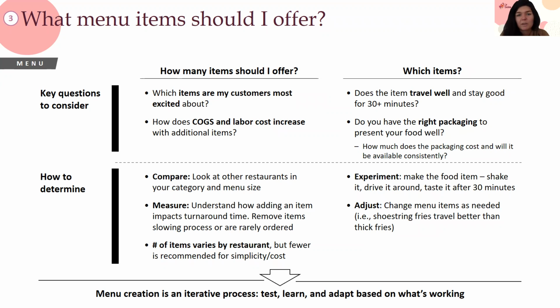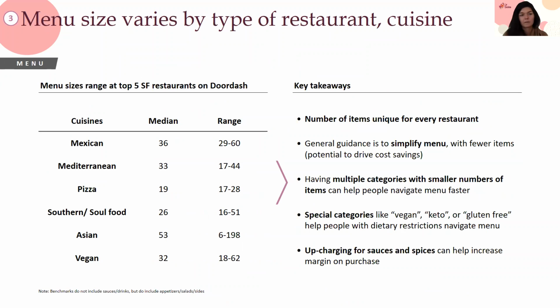On which items, you want to make sure the food travels well and stays good for 30 minutes. And we found that restaurants do this by experimenting. They take the food item, they shake it around, they drive it around and taste it after 30 minutes and say, is this the experience that I want to deliver to my customers? The second is that they adjust. So if they're not getting the right experience, they change the menu item. We found that one burger place changed out their thick fries for shoestring fries since they traveled much better.